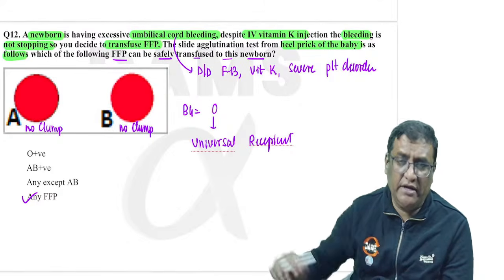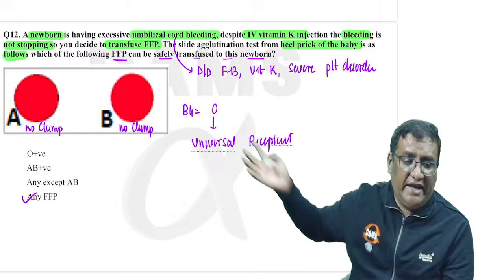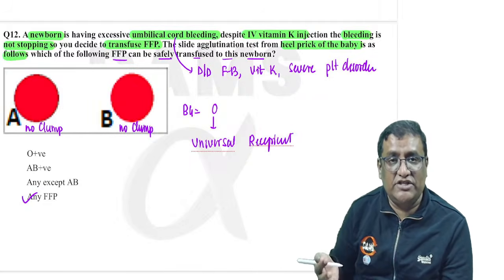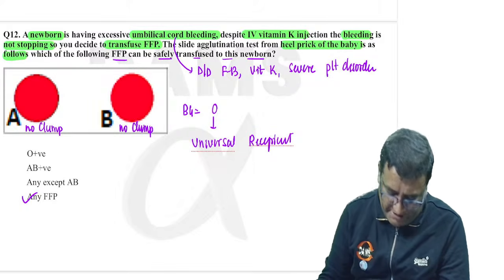Why is the blood group O here? No clumping with A and no clumping with B. So that means the patient has neither A antigen nor B antigen. That is why the blood group is O.